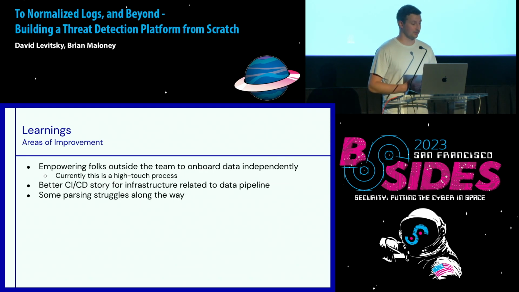Some things that we definitely want to improve on over time is empowering folks. Again, I outlined this as a positive, but it's also still an area of improvement: onboarding new data can still be sometimes, depending on the data source, a high touch process. So we want to make this as self-service as possible. There are some continuous improvements we can do to make onboarding data even easier. We want to continuously improve our CI/CD story, and this is mostly for me, but I have hit some parsing struggles. I wrote regex, which wasn't great some time back, and so just making sure that when we wrangle log sources that are a little bit messier, we take the time to do it and flesh it out as much as we can before deploying it anywhere.